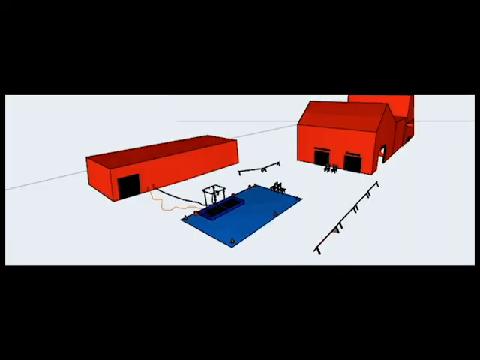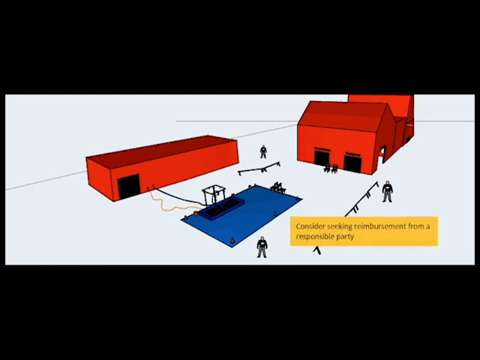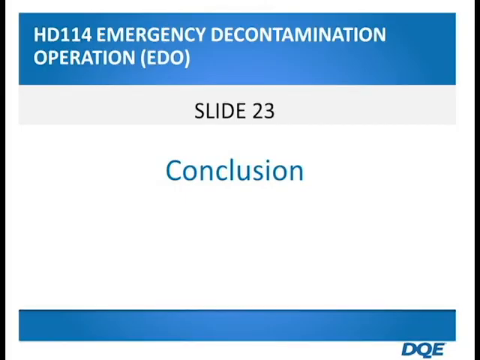The hospital decontamination zone must remain secured and isolated until it is fully cleaned either by hospital staff or a remediation firm. This does not need to be accomplished immediately, but should be handled in the same organized and professional manner as the emergency decontamination operation. Consider seeking reimbursement from a responsible party, if known, for equipment used and any remediation costs.